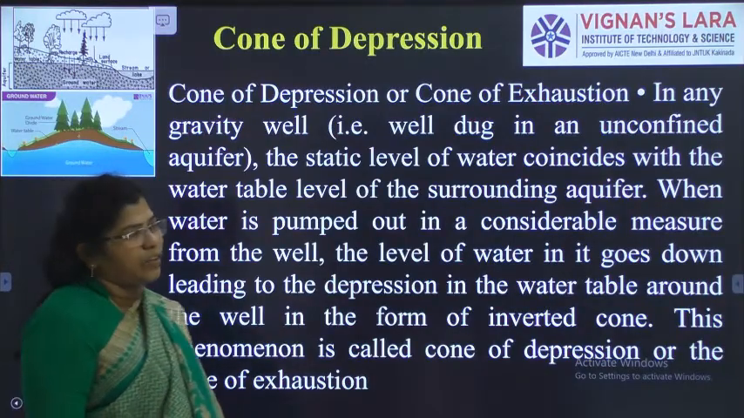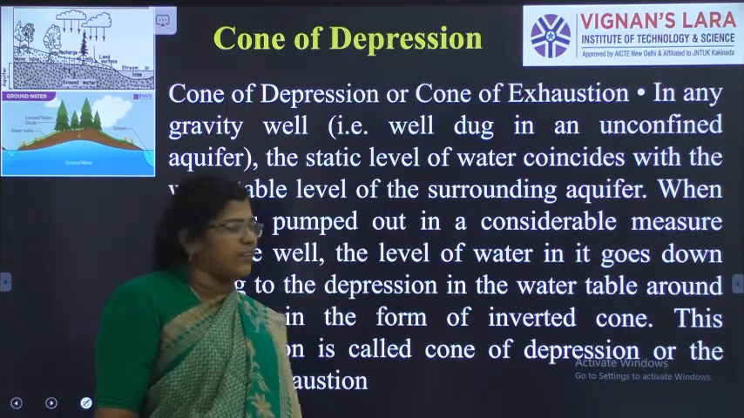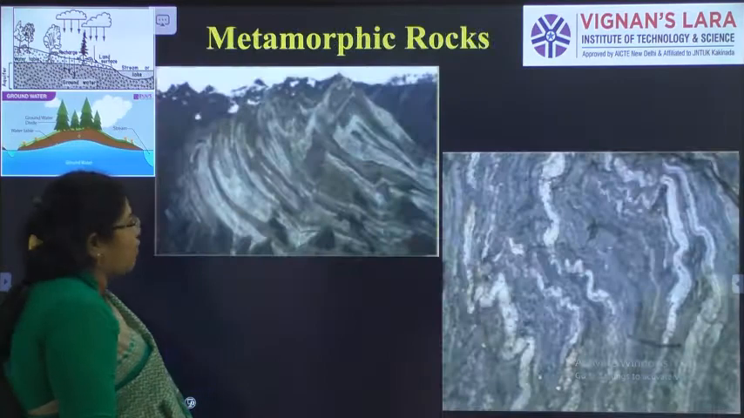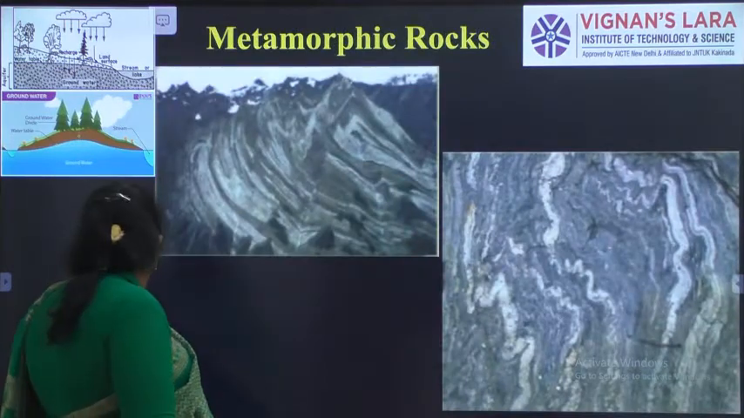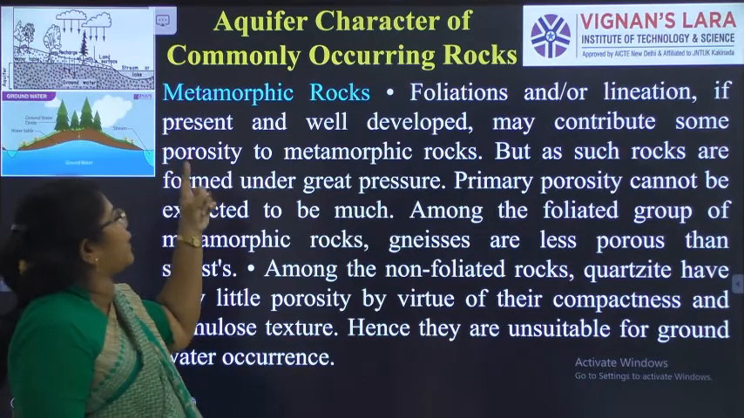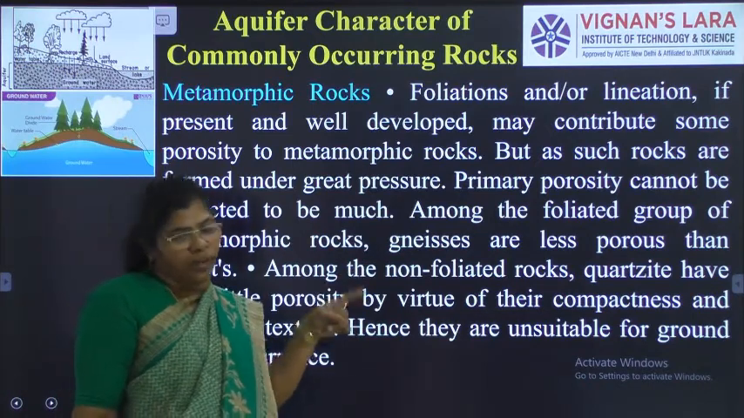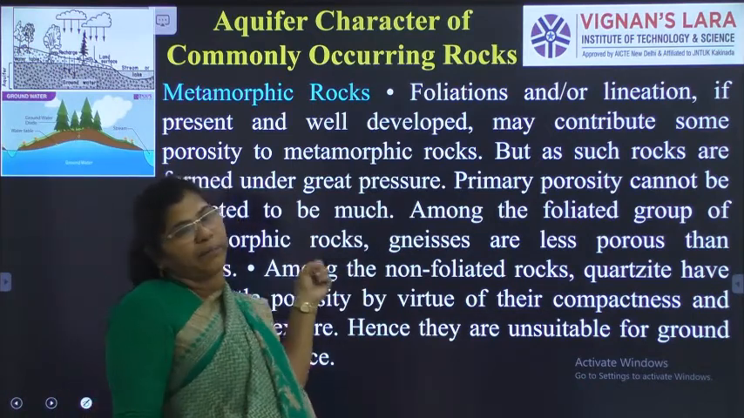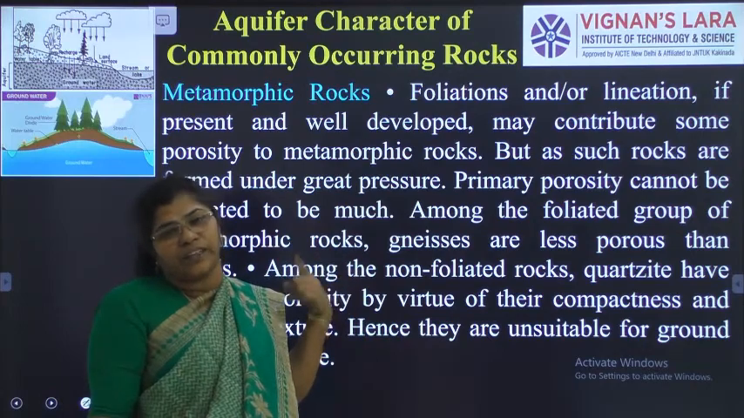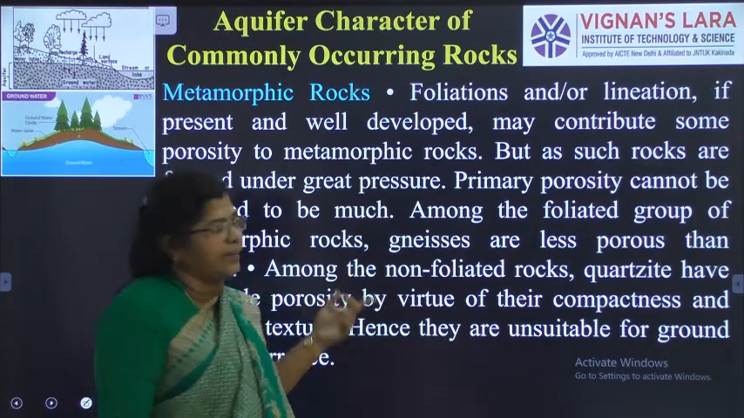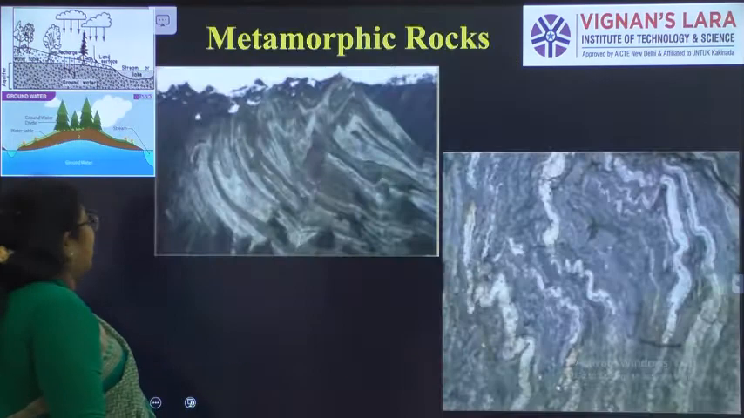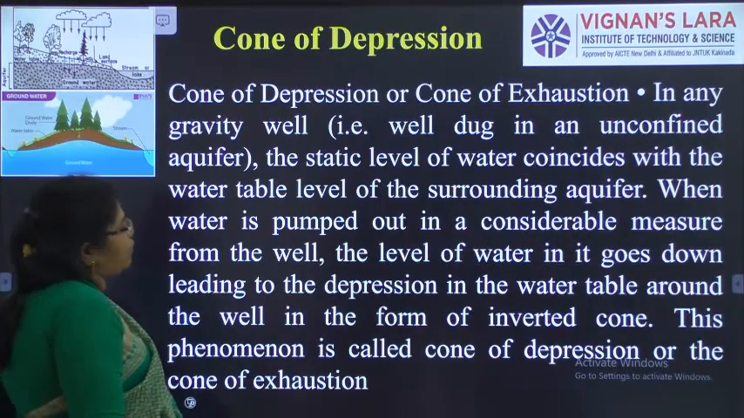Okay. So these are the water tables, and first we saw what is a water table, and the next one we saw what are the aquifer characters of the commonly occurring rocks. This is very important when we go in to study the geological characteristics. Next we will see the cone of depression.